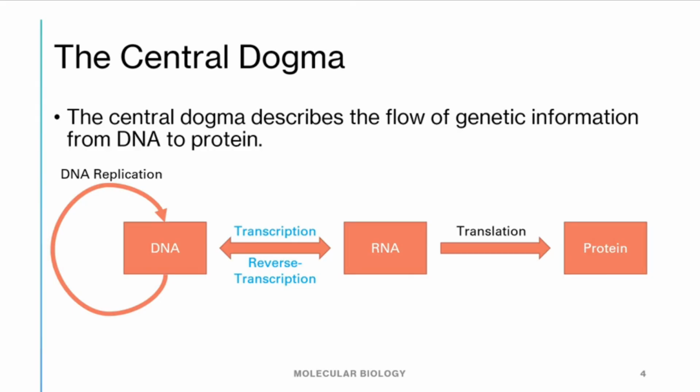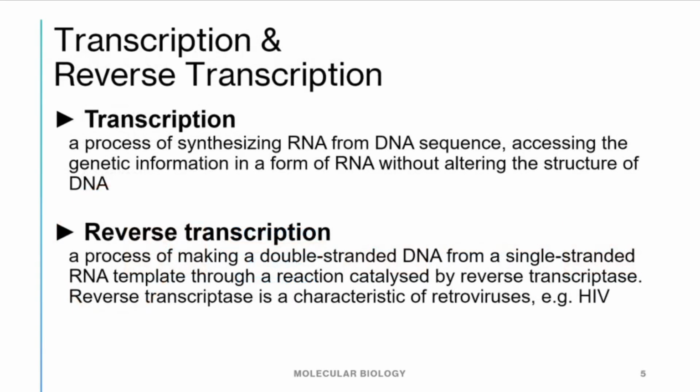The process from DNA to RNA is called transcription, and the process of RNA to DNA is called reverse transcription. Transcription is a process of synthesizing RNA from DNA sequences, which accesses the genetic information in the form of RNA without altering the structure of DNA.